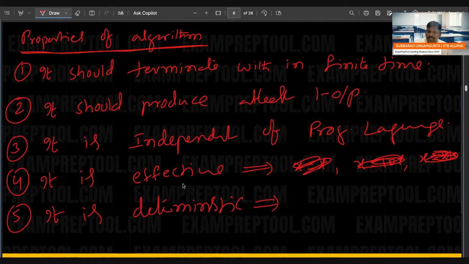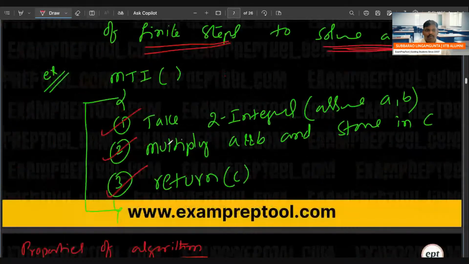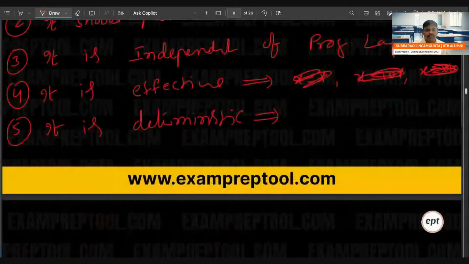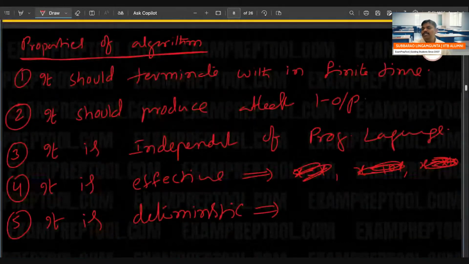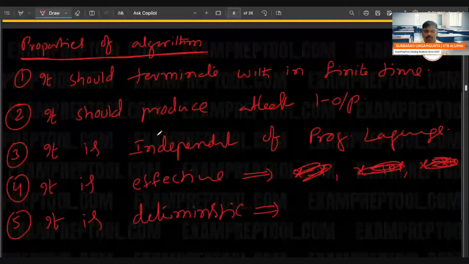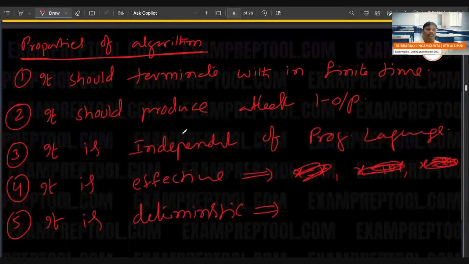So what I want to say is, in an algorithm, every statement should be deterministic. These are the properties of an algorithm. Today I covered the definition and the algorithm properties also. If you want to say something is an algorithm, these particular properties should hold good.